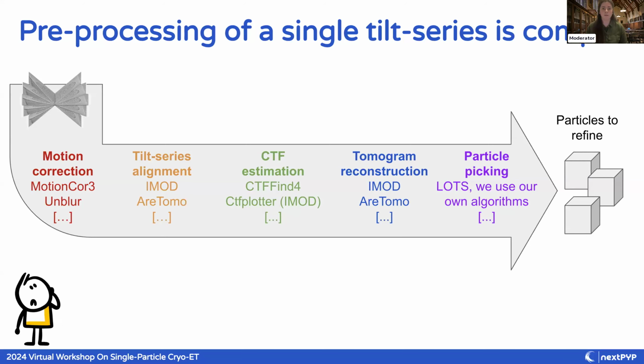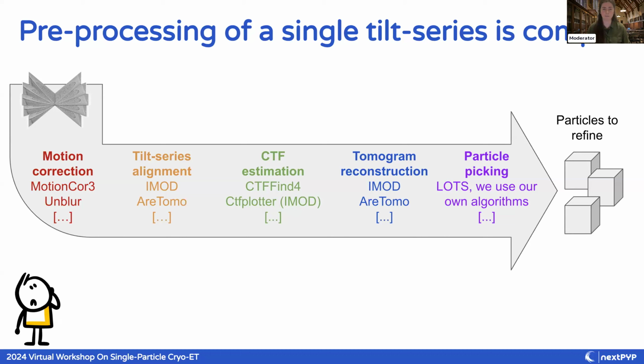So pre-processing of even a single tilt series is relatively complex. You need to collect your raw data, go through motion correction, tilt series alignment, CTF estimation, tomogram reconstruction, and finally on to particle picking before you can take those particles off to refinement. We show here an example of some of the software that people commonly use for those. Some of these are incorporated in nextPYP, but the point here is that there's a lot of options.